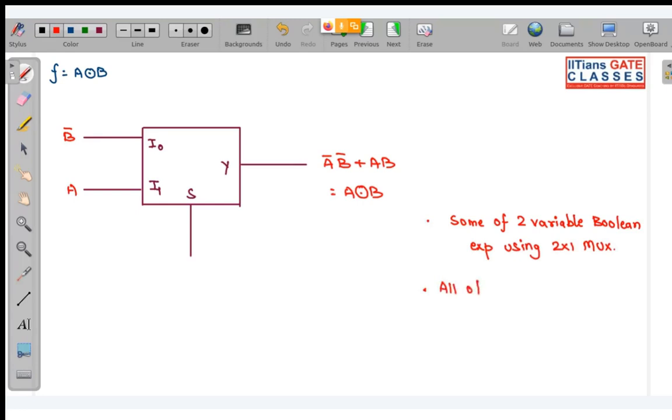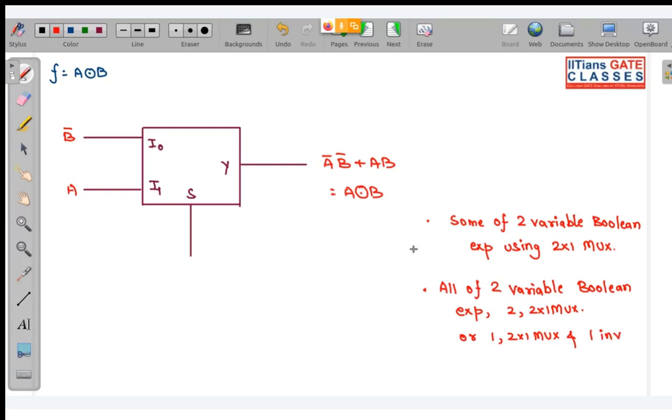But for implementing all of the two variable Boolean expressions, I require how many mux? I require a minimum of 2 cross 1 mux, or 1 2 cross 1 mux and 1 inverter. Do you agree to these two statements or not? Everyone tell me yes or no. So do you agree to this or not?